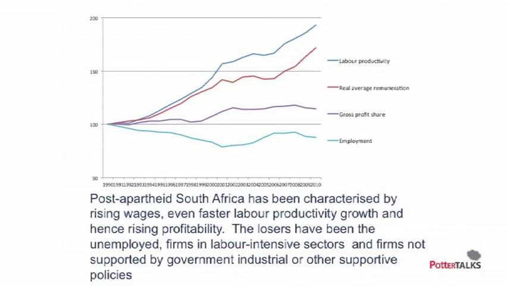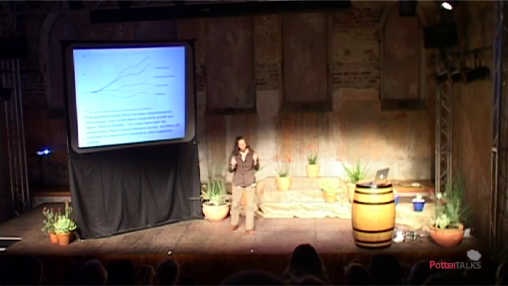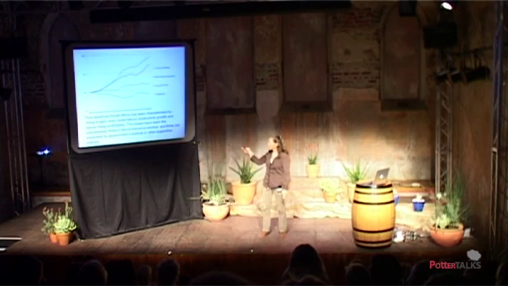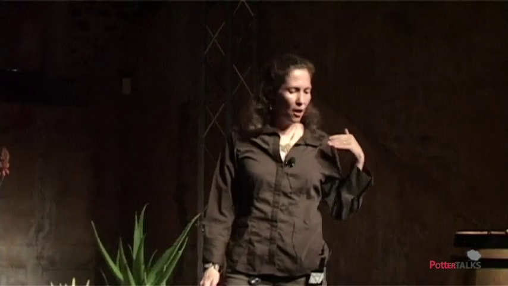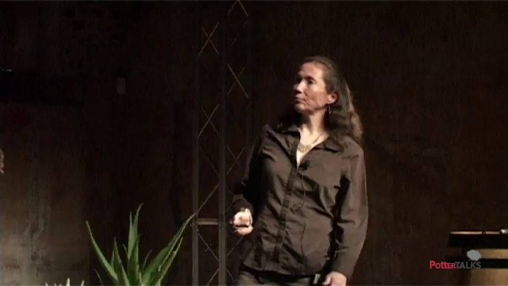So if you had to stand back and ask yourself, what's happening in this economy? We've got some winners. The workers who are still employed, whose wages are growing. The firms that remain in business, that have got the more productive workers, are doing well, their profit share is rising. But it's been at the cost of firms in the labor-intensive sectors, the ones that have more workers per output than anywhere else, and firms not supported by government industrial or other support policies. So we've had a whole lot of government support increasing over the last few years, which has been supporting firms in the high productivity sector. Those in labor-intensive sectors are less likely to be supported.